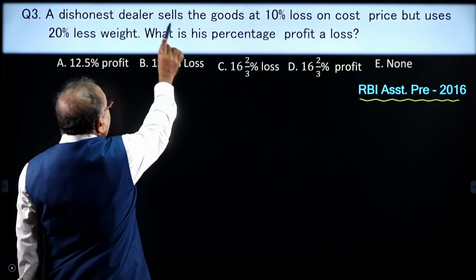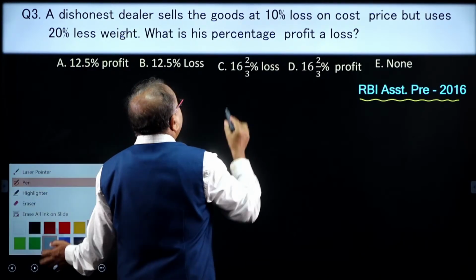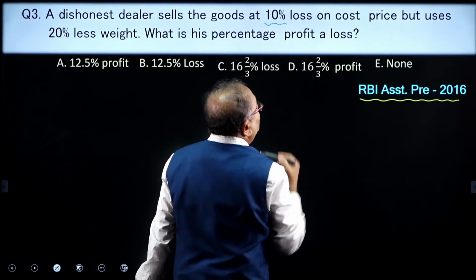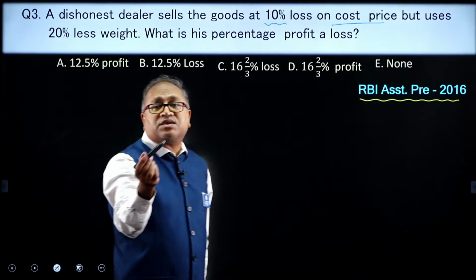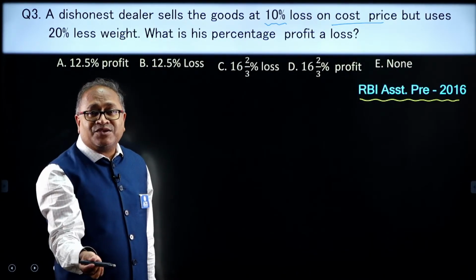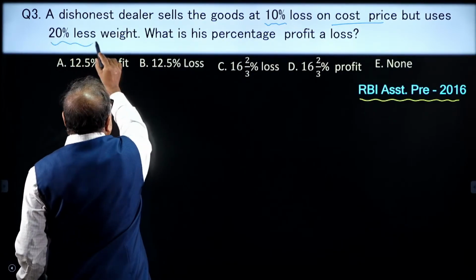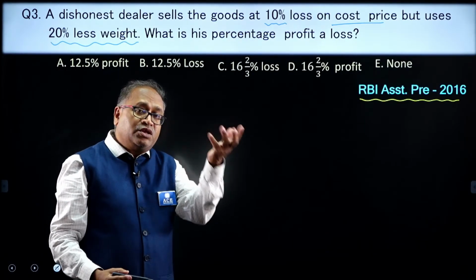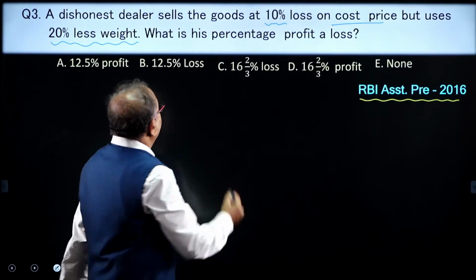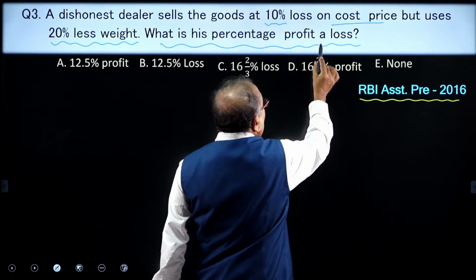A dishonest dealer sells the goods at 10% loss on the cost price. That means, if the cost price is 100, he is selling at 90 rupees, but he uses 20% less weight. The weight he is using is 20% less. Okay. Now, what is the percentage of profit or loss?